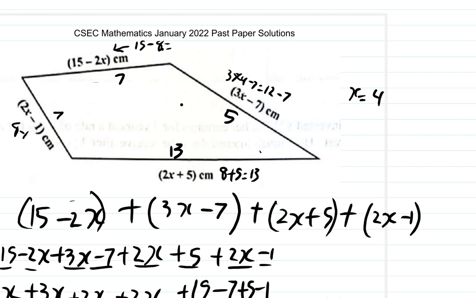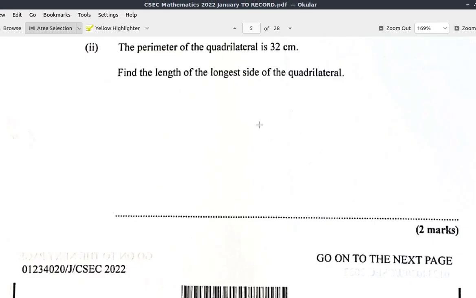Alright, yes, so this is indeed the longest side. So it's 2x plus 5. You have to be very careful because maybe next time around they draw one side that looks longer than the other, but is not the longest side. So this is 13 centimeters. So the length of the longest side is 13 centimeters.